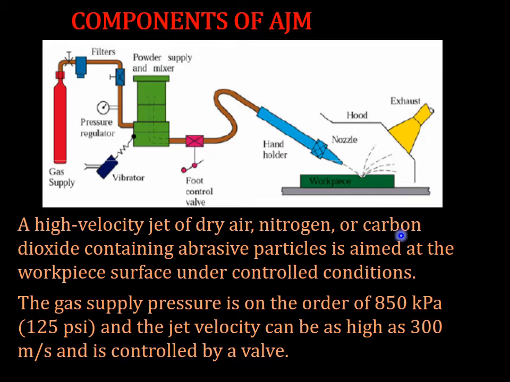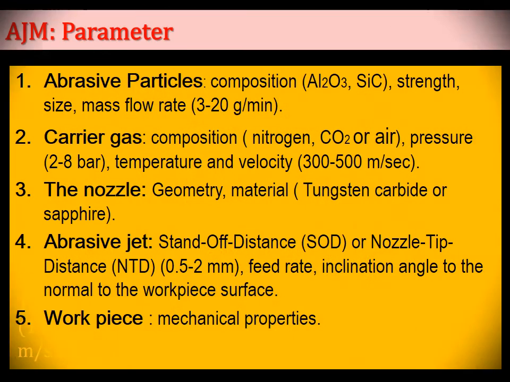So, a high velocity jet of dry gas. You notice that it is not only air, but you can use nitrogen and carbon dioxide also, to carry the abrasive from the mixing chamber to the nozzle to make a velocity of about 300 or more meters per second for the machining process.